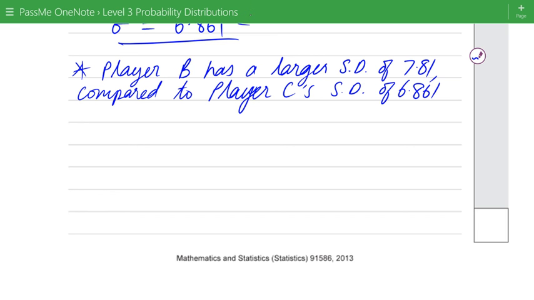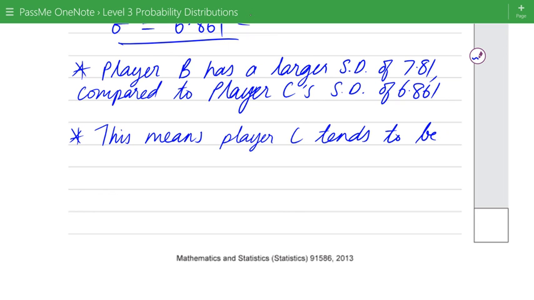And now we can just interpret this in context. This means player C tends to be more consistent with his times, since the standard deviation is smaller. All right, and that's question 1C.